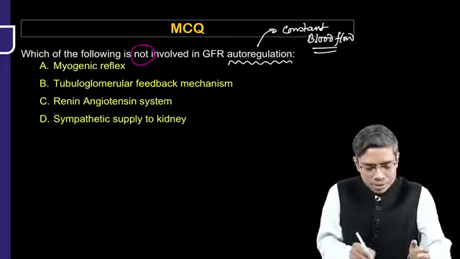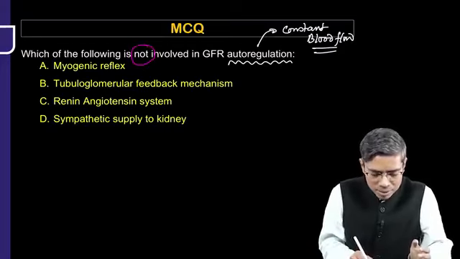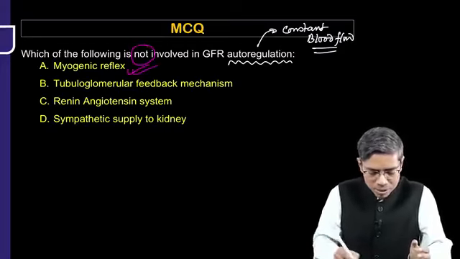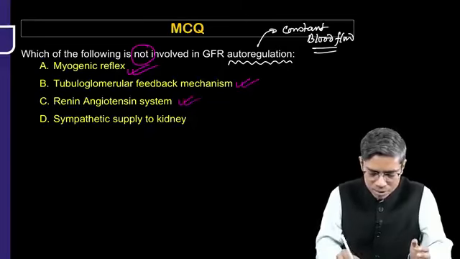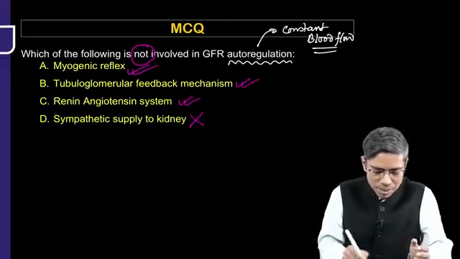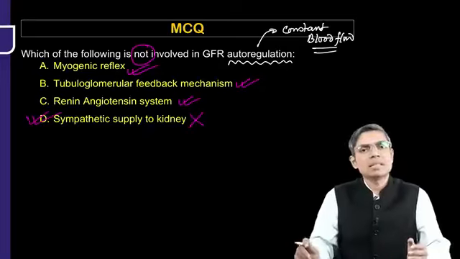So now if we go back to this question, which of the following is not involved in autoregulation? Myogenic mechanism, it's true, is responsible for the autoregulation. Tubuloglomerular feedback mechanism is also responsible, but sympathetic is not. So our answer is the sympathetic system.